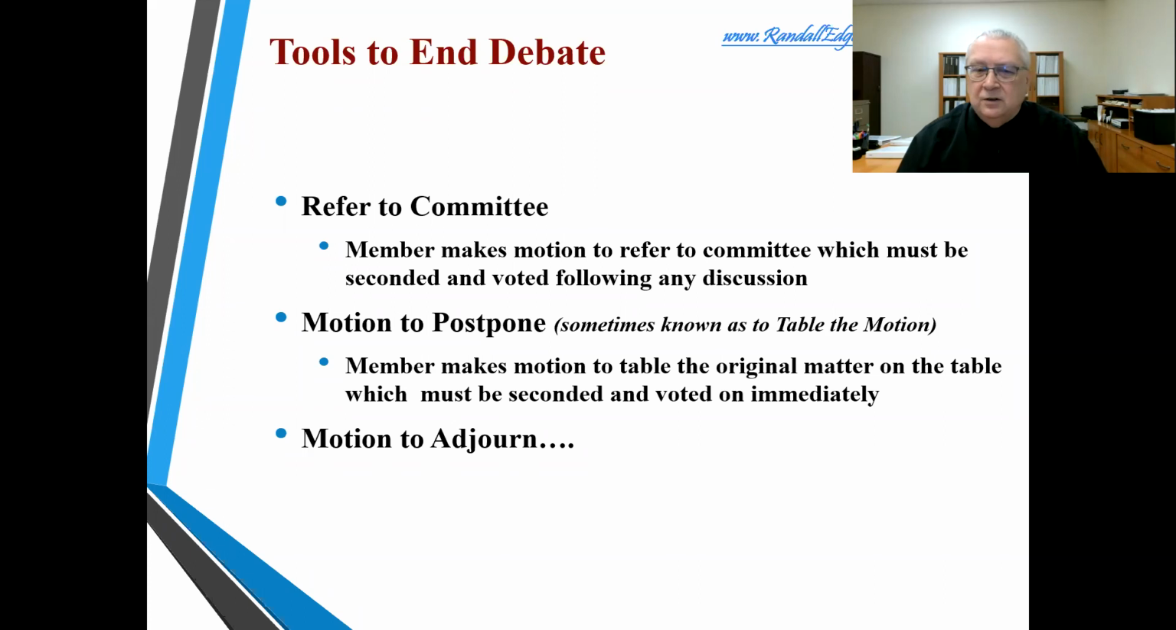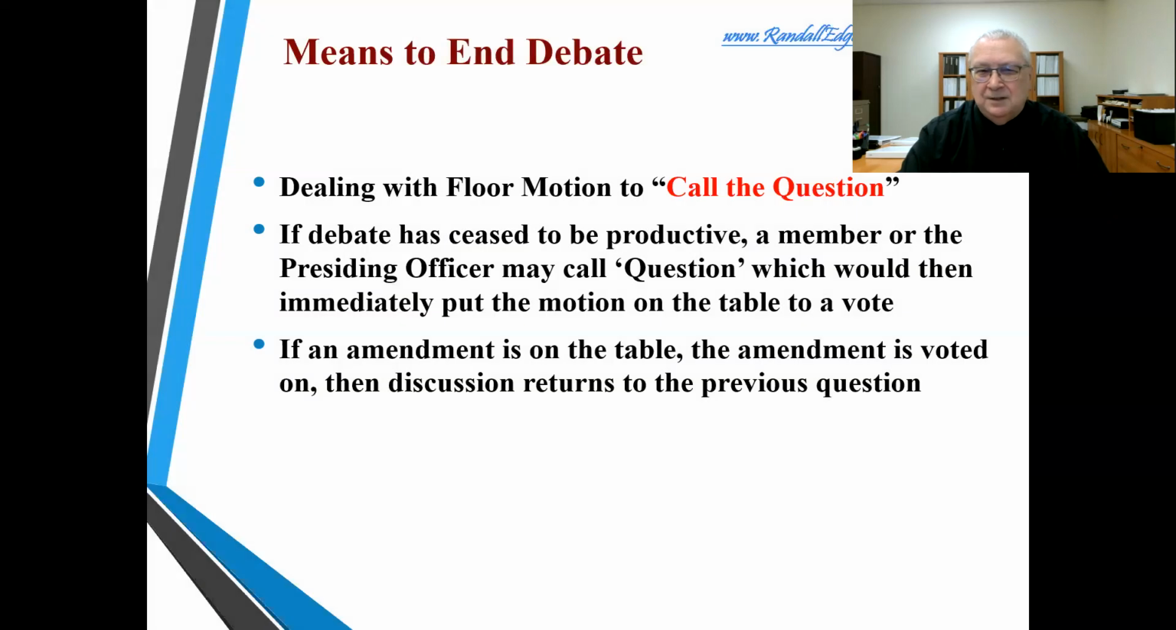Motion to postpone serves the same purpose. And of course, a motion to adjourn kills the meeting right now. Nothing can happen because the meeting is closed. These are tools that are available to us.